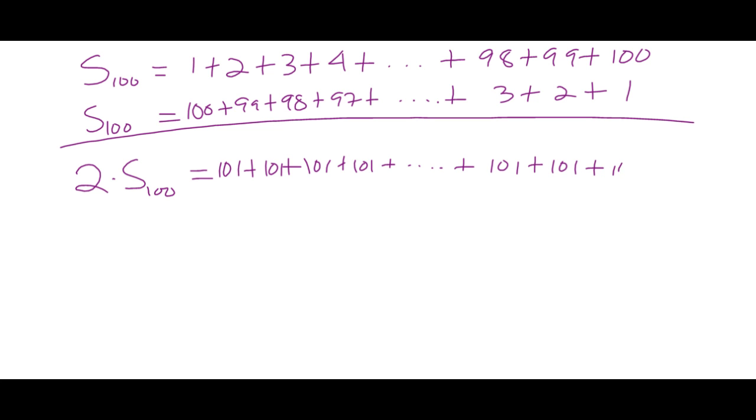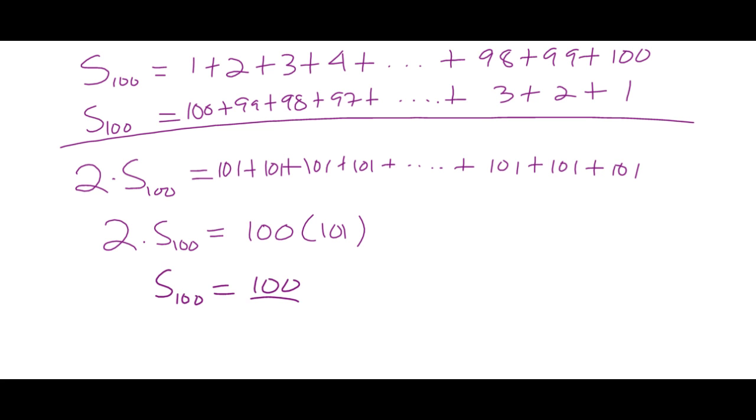Now, how many of these 101s do we have? We got 100 of them, right? So 2 times the sum of 100 terms is 100 times 101, right? Because we've got 100 terms, and they each add up to 101. So what's S sub 100? Well, it's going to be 100 over 2.